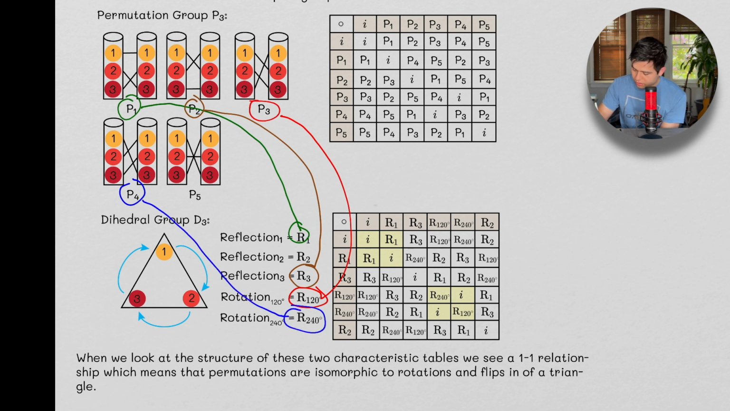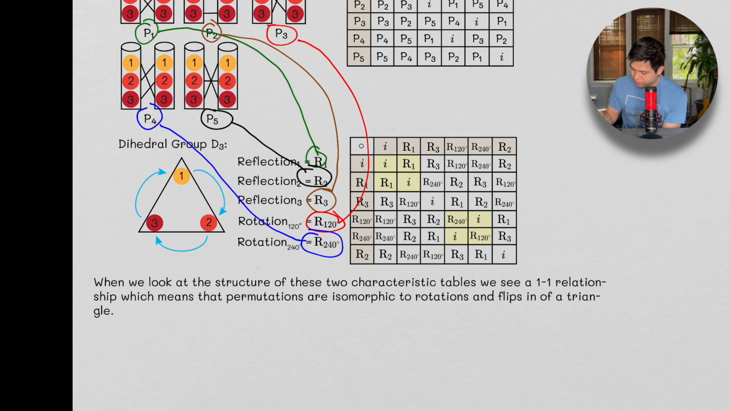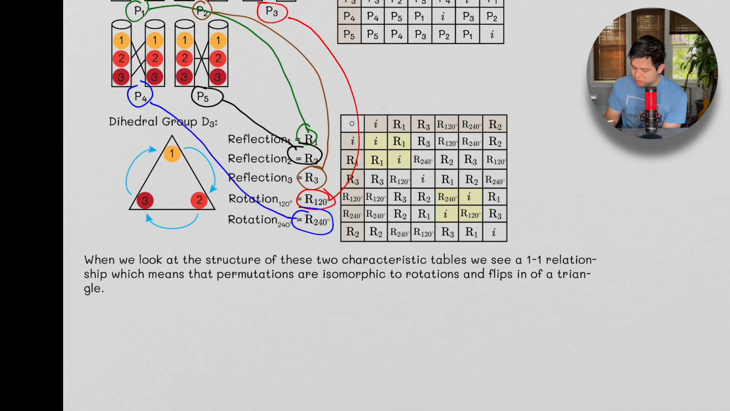And then P5 is getting mapped onto R2. So there's a 1-to-1 mapping. When we look at the structure of these 2 characteristic tables, we see that there's a 1-to-1 relationship, which means that permutations are isomorphic to rotations and flips of a triangle. Right? So we can begin to see how this is actually quite deep.